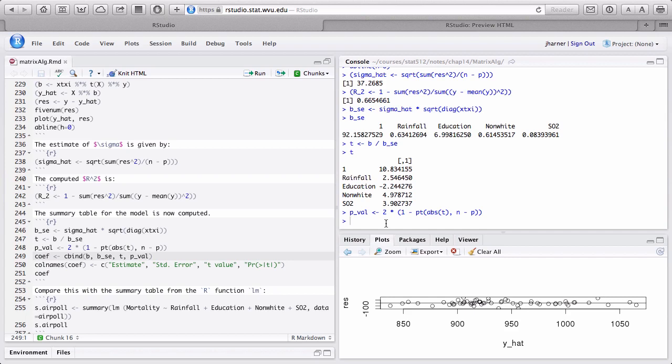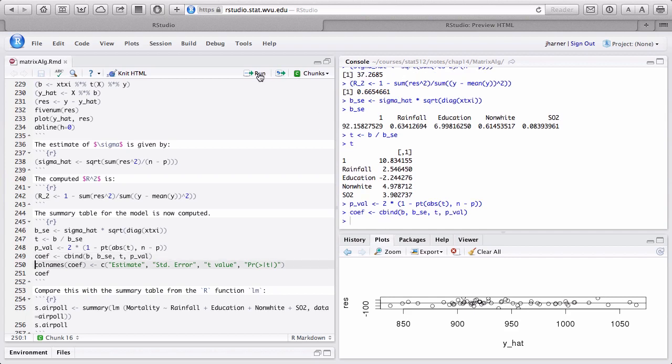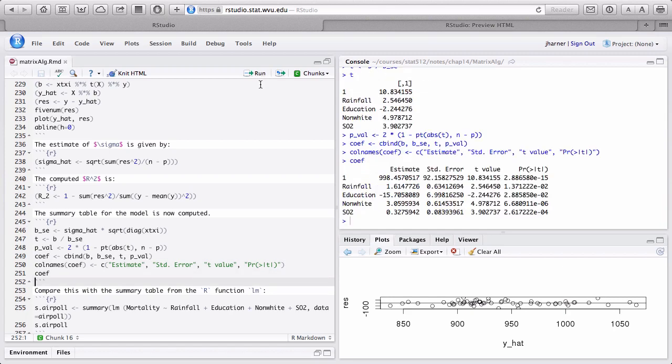What I'm going to do is c-bind b, the standard error, t, and the p-value. This is much like the type of result you're going to get for the book. Those are the coefficients, and then I'm going to name the columns of coefficients. And then let's look at them.